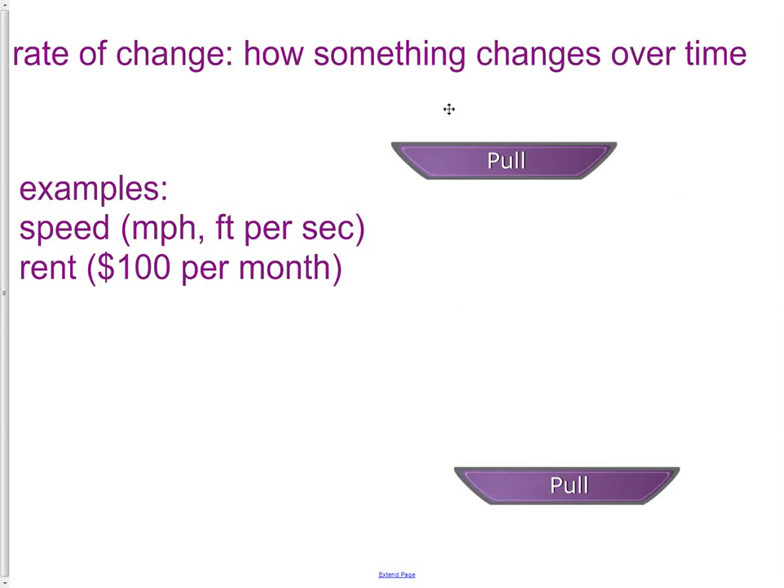A couple of examples of this would be speed. We have miles per hour. The hours would be our x-axis variable, and the miles that we traveled would be our y-axis variable. Also speed in feet per second, or we could think about rent being $100 per month. These are all examples of something that changes over time. Your miles per hour would be how far we travel in a number of hours. The rent per month would be how much money we've paid over a certain amount of months.